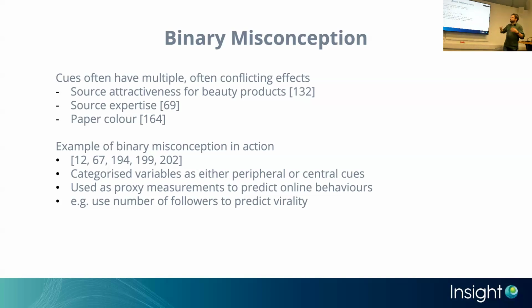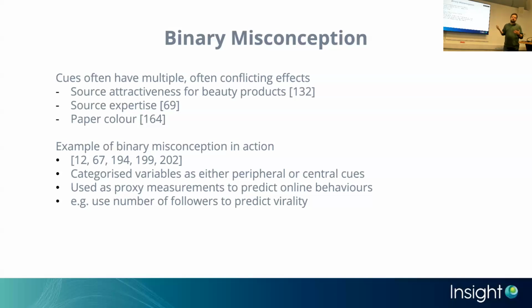And even the creators of the theory had example papers that they did on it. So you might say source attractiveness is not a relevant factor, but if someone is advertising beauty products, you might say, okay, true or false, if someone is attractive and they're advertising the beauty product, it could be the case that they use the beauty product.